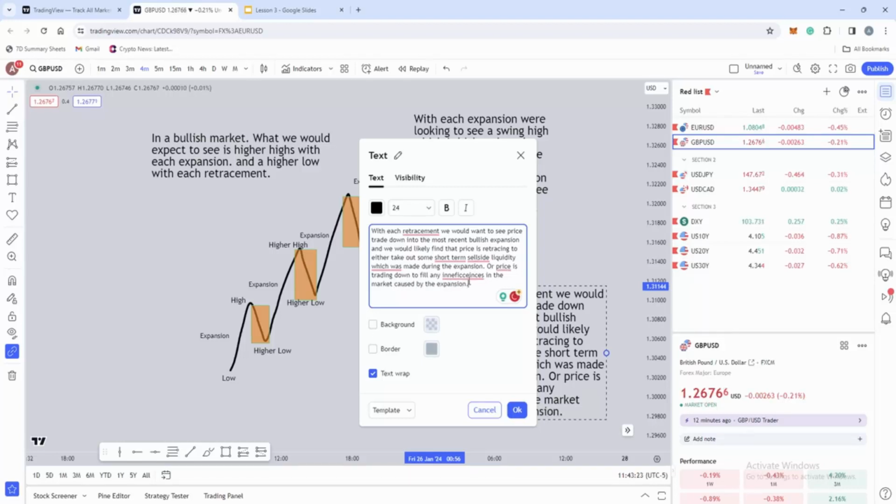And oh my goodness, I spelled inefficiencies extremely wrong. It says it's unknown. Doesn't even know what it means. It's alright. I hope you guys know what it means.